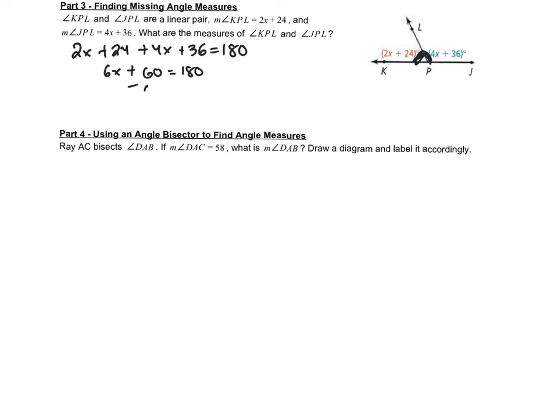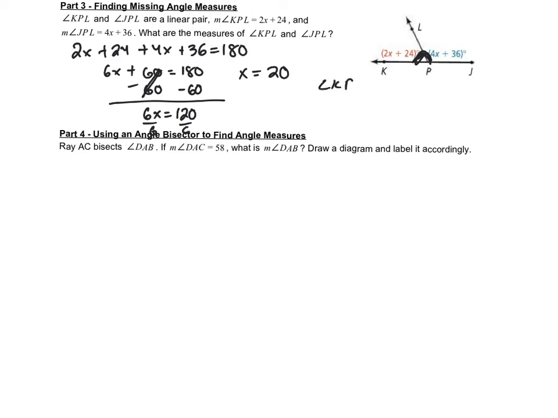Now subtract 60 from both sides. 60 minus 60 becomes 0, and then we have 6x is equal to 120. Now, 6 is being multiplied by that x. To undo multiplication, we use division. So divide both sides by 6, and x is equal to 20. Now let's see if it works out, so we can always check our work.